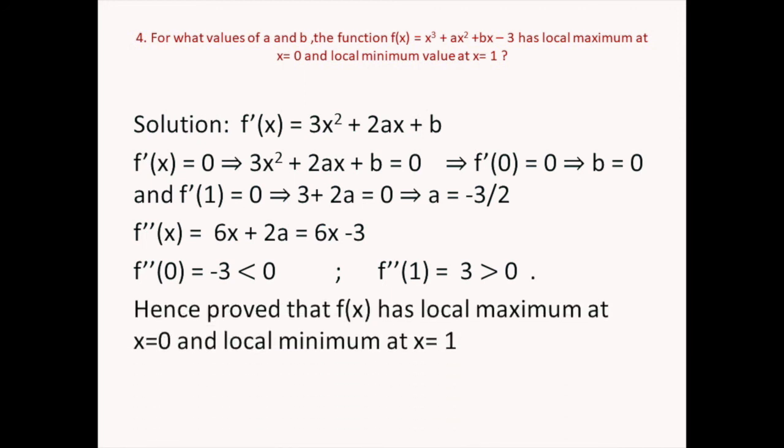That means it has been proved that f(x) has local maxima at x equals 0 and local minima at x equal to 1, because it satisfies the condition of f double dash x being negative for maxima and positive for minima respectively.